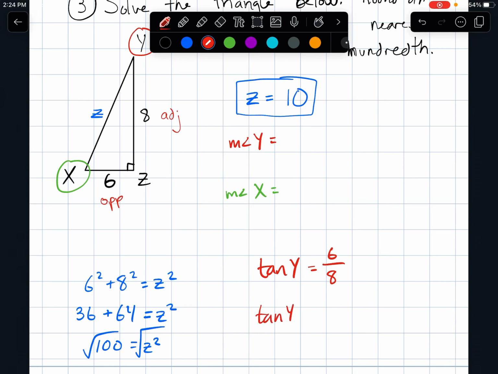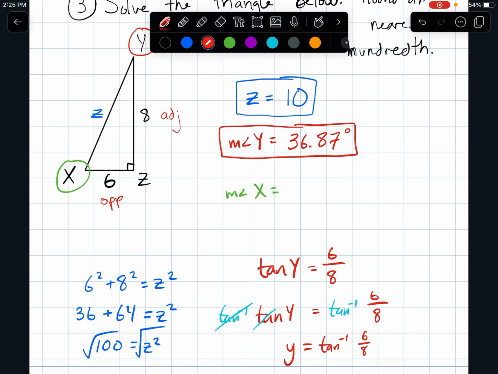And then we said that to undo the tangent, I need to take the inverse tangent of both sides. Okay, the inverse tangent and the tangent cancel out. And so we find out that y is equal to the inverse tangent of 6/8. We would go ahead and type that in our calculator and hit enter. And we should find out that we get an answer of about 36.87 degrees. All right, so that's going to be the measure of angle y.